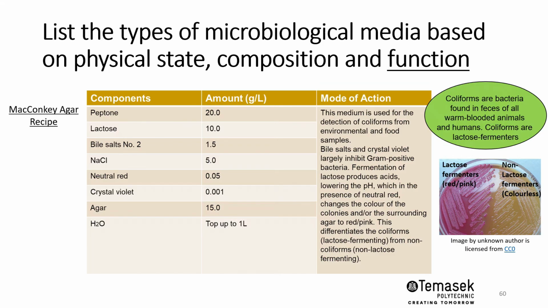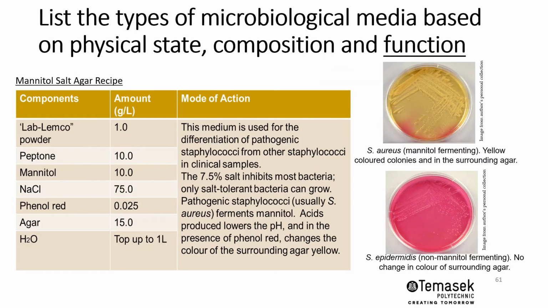Okay, another differential and selective media is the mannitol salt agar. As you can see, it contains mannitol as well as phenol red. Phenol red here is the pH indicator. So this media is used for the differentiation of pathogenic Staphylococcus from other Staphylococcus samples.